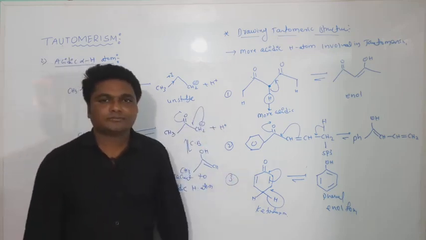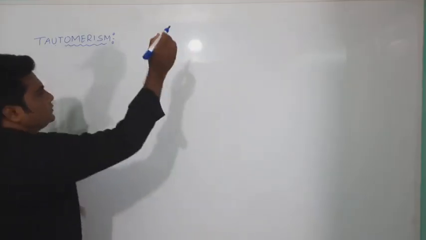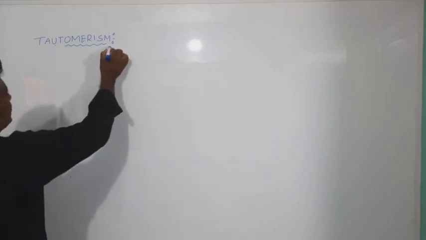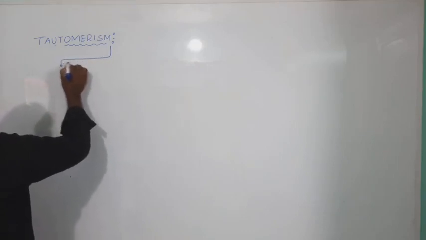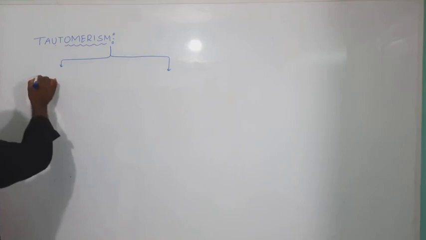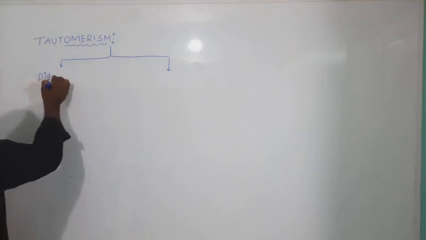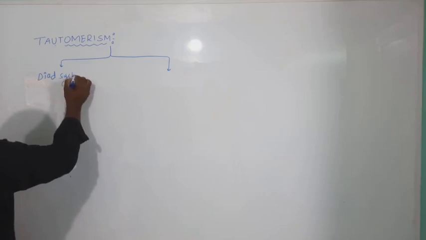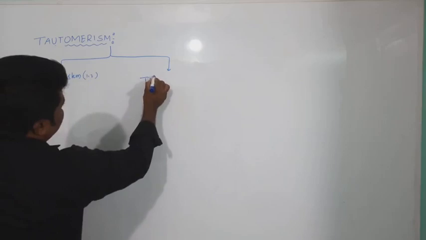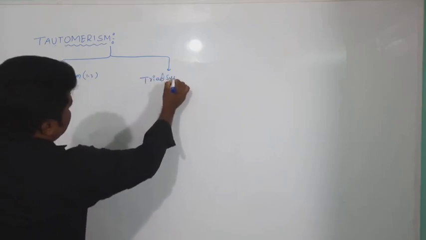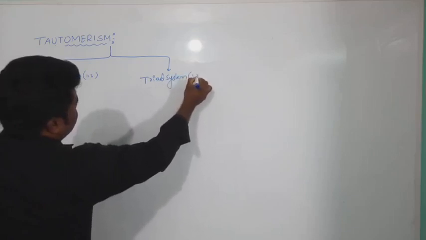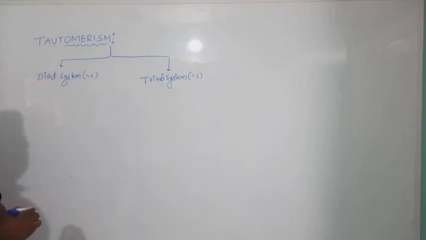First copy it. Okay, now see here. This tautomerism is actually of two types. One is the diad system, that is 1,2, and the next is the triad system. This is called 1,3. So what is the diad system and triad system?